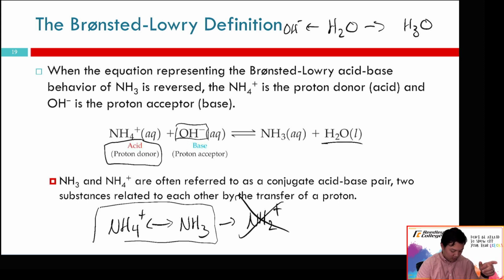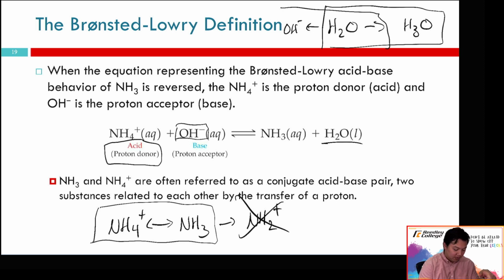This is a conjugate acid-base pair. You could also say for water, this is an acid-base pair, and this is an acid-base pair. So water has two different acid-base pairs. It can go in one direction or the other. Ammonia and ammonium can only go in one direction depending on which one you have.